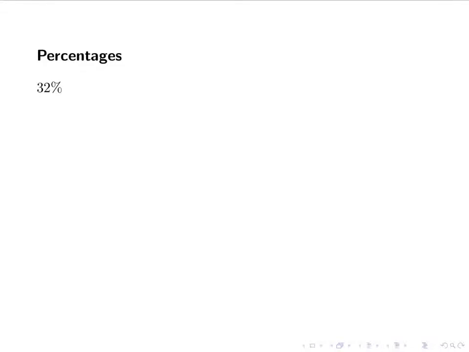32 and then the percent symbol means 32%, which is 32 per cent. Cent comes from centimeter, centipede, century. It means 100. So 32% literally means 32 per 100. And as we saw in ratios, rates, and proportions, I can write this as a fraction, 32 divided by 100.